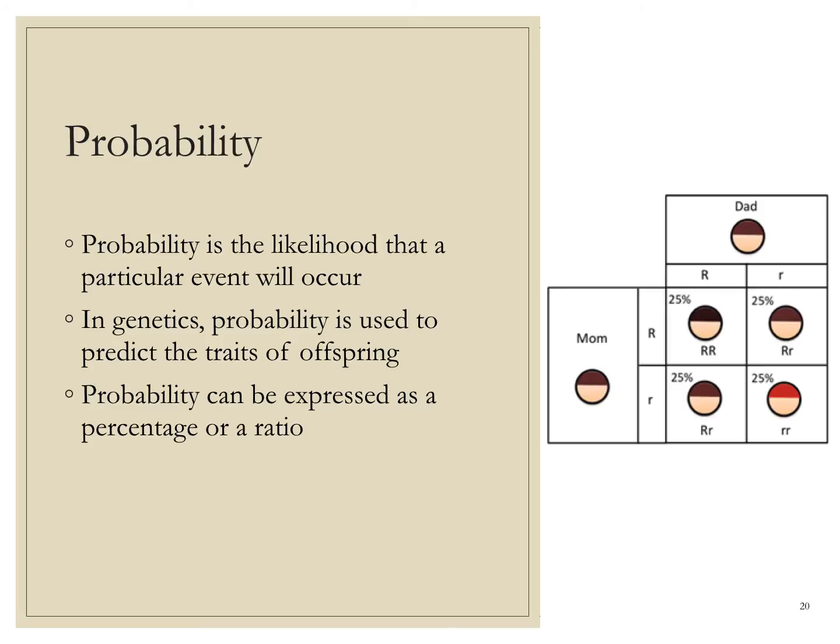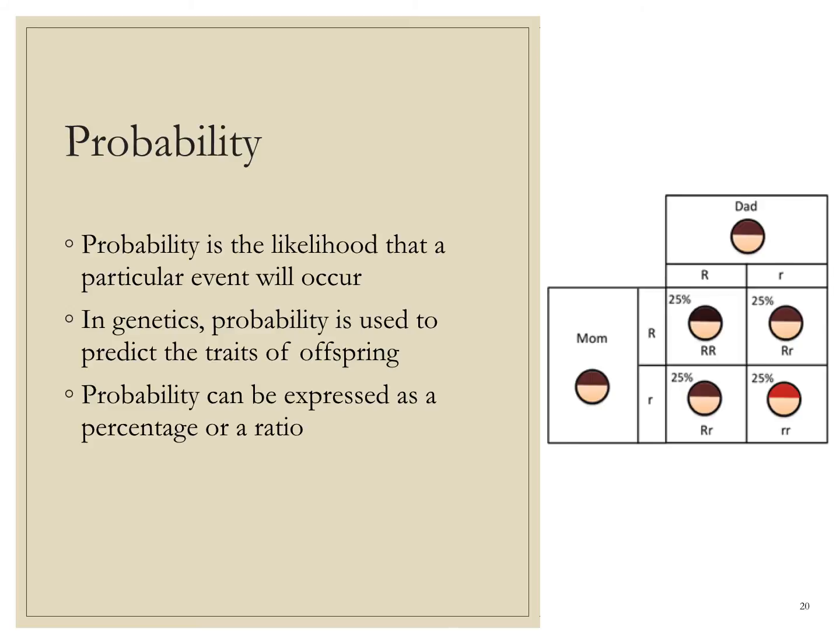Probability is another one of your vocabulary words. It is the likelihood that a particular event will occur. So in genetics, probability is used to predict traits. That's not saying that your offspring will have these traits. It's just saying there's a possibility of these traits being expressed. So probability can either be expressed as a percentage or a ratio, and we'll get into that a little later.